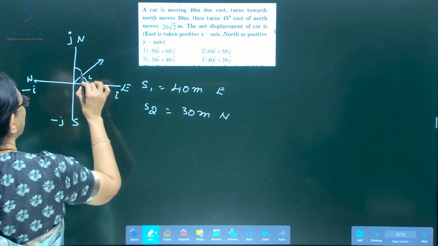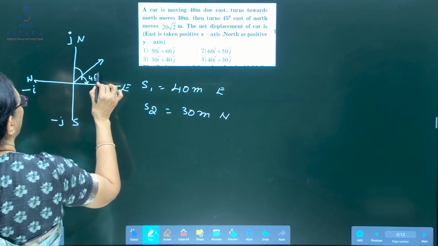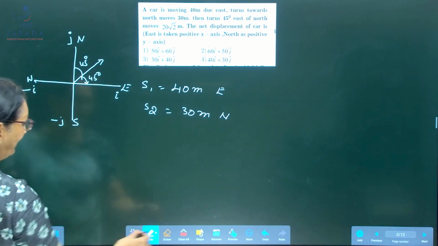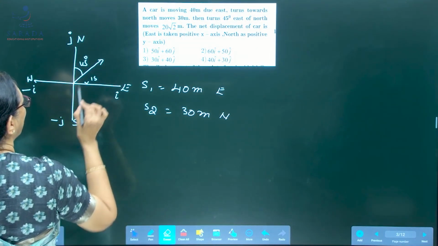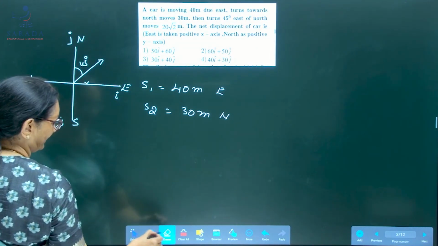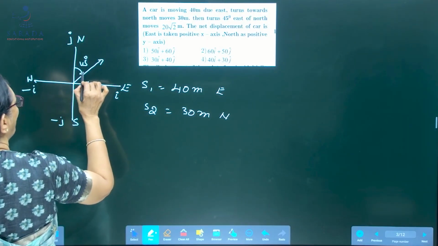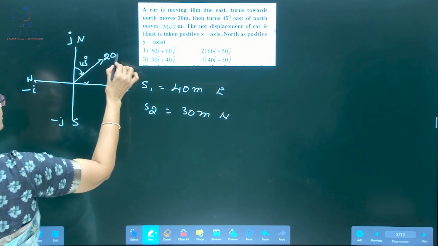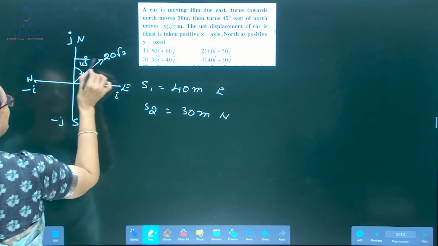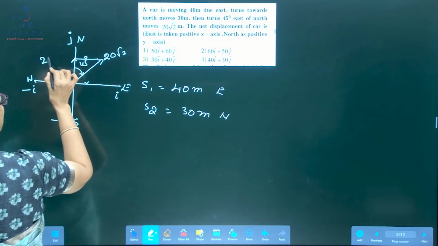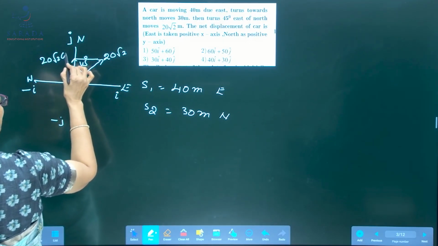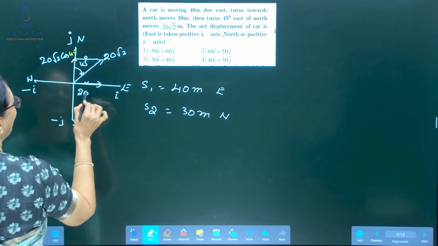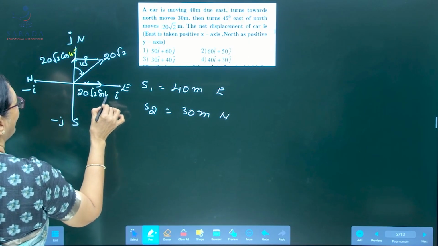So this is 45. This is also 45 because the total is 90 degrees. Anyway, it is given 45 degrees east of north. So this is what is given, 45 degrees. This is given as 20 root 2. So this component becomes 20 root 2 cos 45 and this component becomes 20 root 2 sin 45.